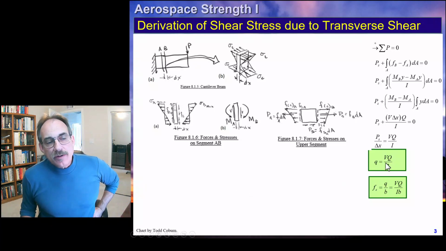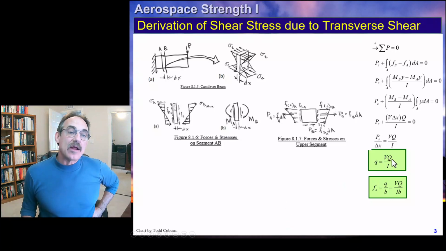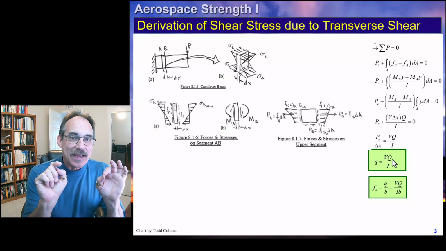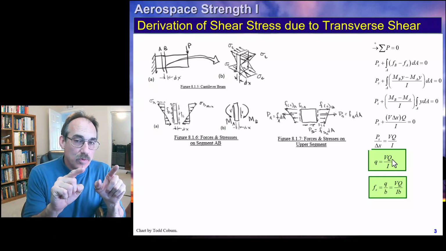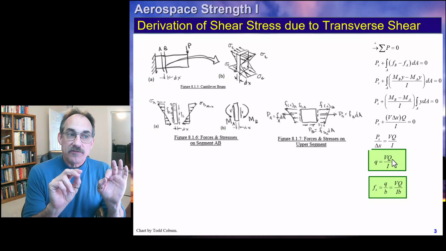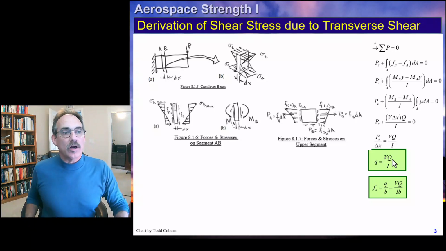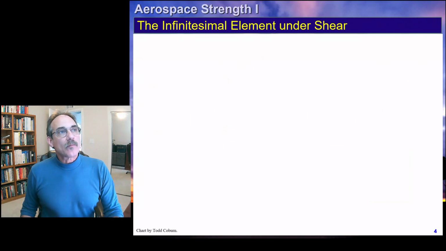Now, this Q dimension, what we're going to need to do is drill down on this Q. One of the most common student and industry mistakes is not being able to calculate the correct Q, the correct first moment of the area. So it's important that we understand what that means and how that works. Okay? Let's take a look at this little slide here.